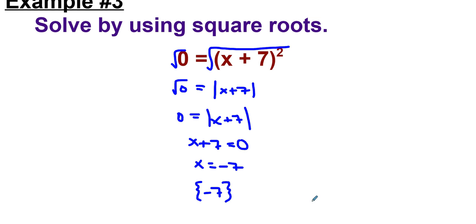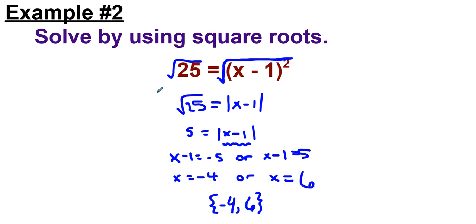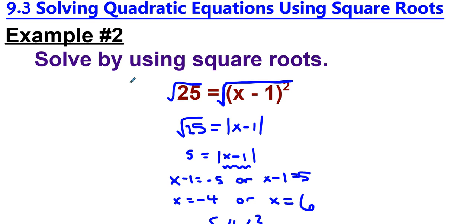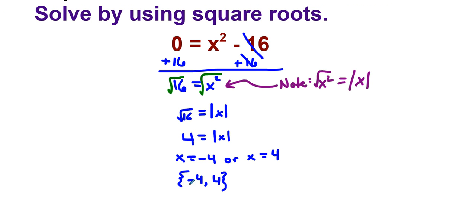You could always double check your answers as well. If you want to plug negative 7 back into the original equation, is negative 7 plus 7, which is 0, is 0 squared 0? Yep, so it's good. On the last one, if I plug in negative 4 minus 1 is negative 5. Negative 5 quantity squared is 25. If I plug in 6, 6 minus 1 is 5, and 5 squared is also 25. So both of those are good. And on the first one, if I plug in negative 4 and square it, the quantity squared is 16. Minus 16 is 0. And positive 4 squared is 16. Minus 16 is also 0. So to check your answers, just plug them back in. If you don't get a true statement, you know you made some error in your work.